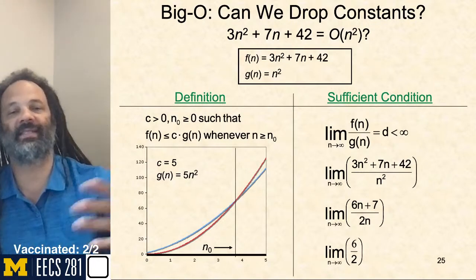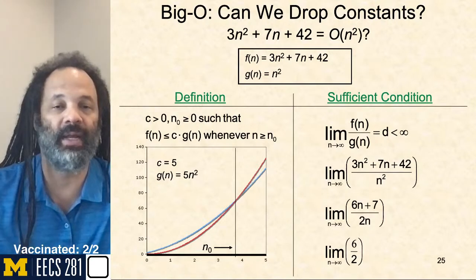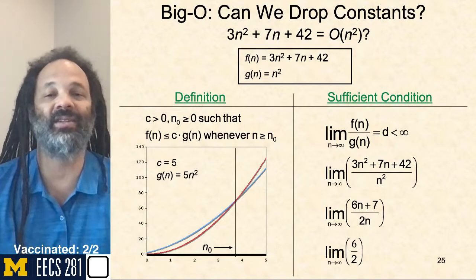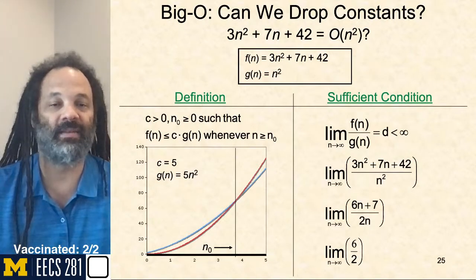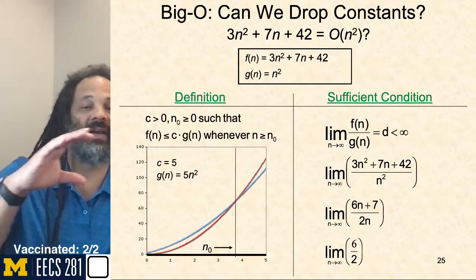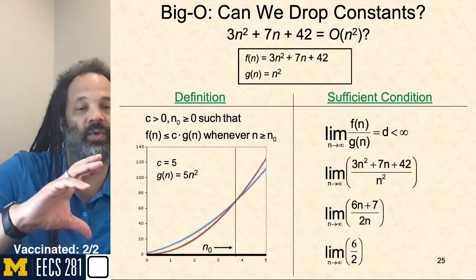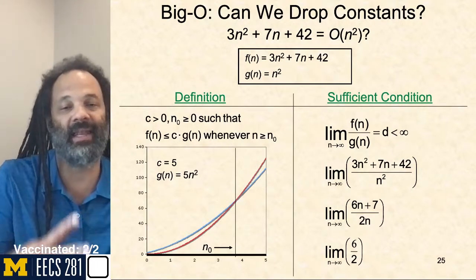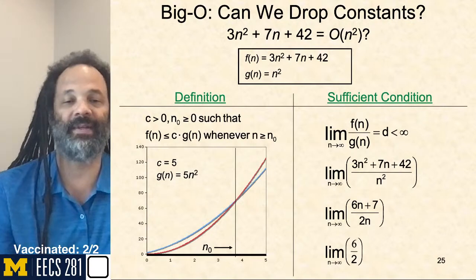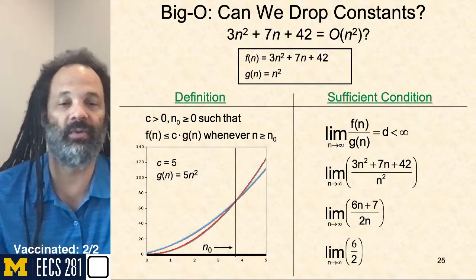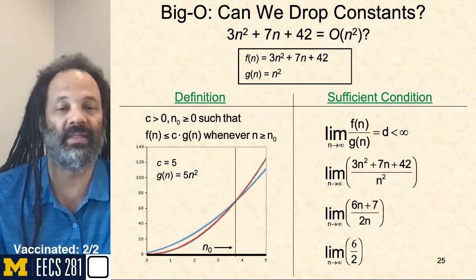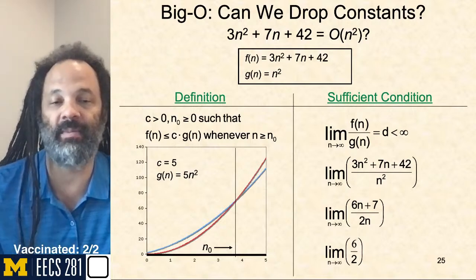If I want to check that same comparison, that f of n, 3n squared plus 7n plus 42, and g of n, n squared, with my sufficient condition, sure, I can put f of n on the top, and it looks like 3n squared plus 7n plus 42 over n squared. To take that limit as it goes to infinity, I'm going to have to take some derivatives there. So I take my first derivative, I get 3n squared plus 7n plus 42 turns into 6n plus 7.